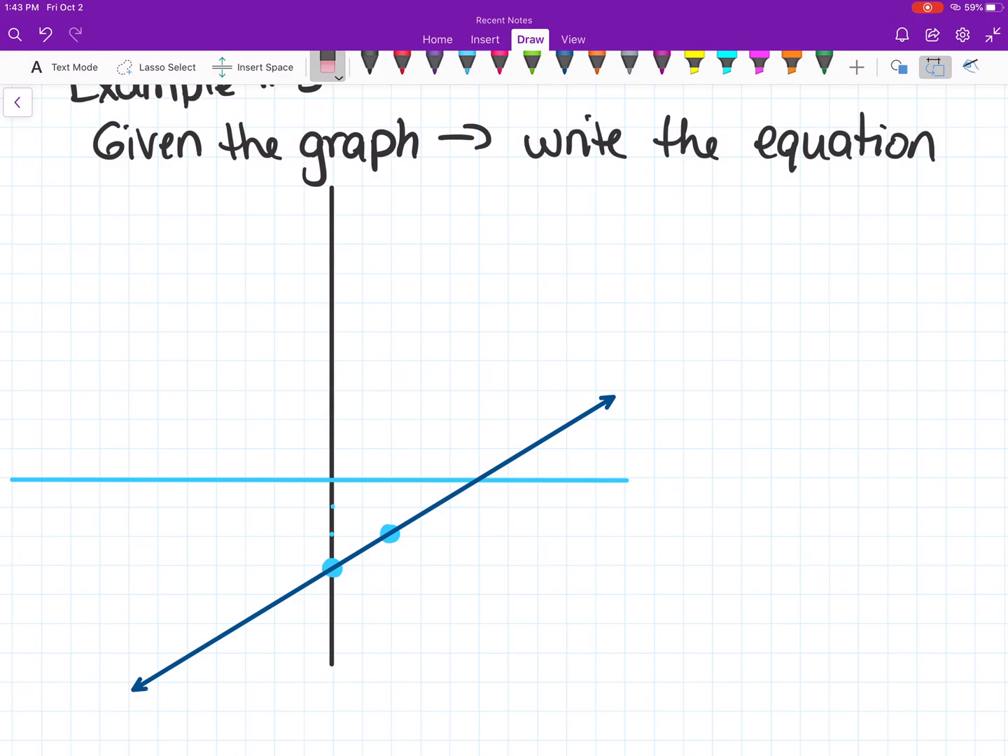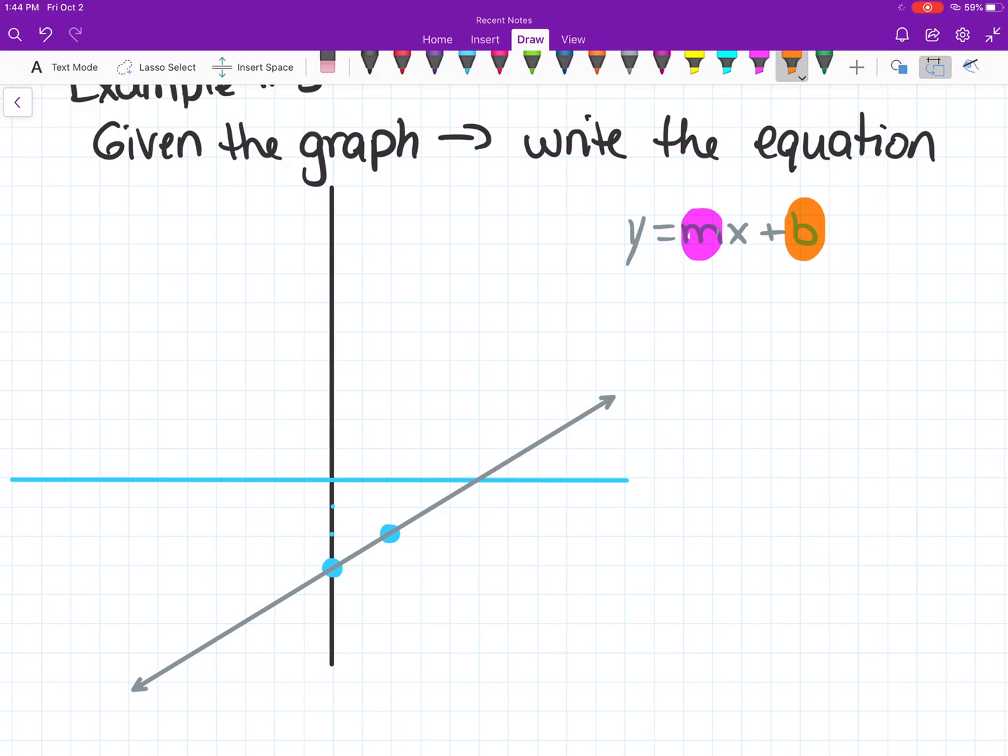Oh, I don't know how to write an equation of a line. That's not true. Whoever just called it stupid, that's not okay. Y equals mx plus b. What parts do we need to write an equation? We need the m, and we need the b. Can we find them by looking at the graph? Absolutely. Let's find the b to begin with.